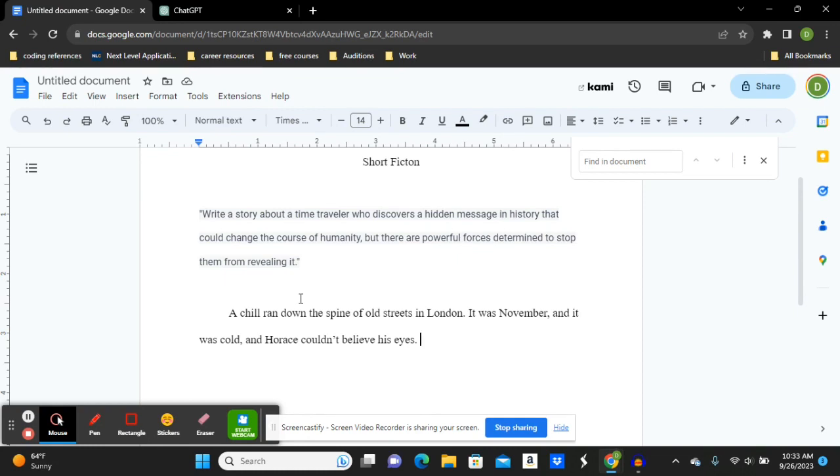I like to write with the assumption that the reader already knows a little bit about what you're writing. They can imagine old streets. They can probably imagine old London. They know what November feels like. At least they can imagine a cold month, right? So now we get to the next part of our prompt. Hidden message in history that could change the course of humanity.